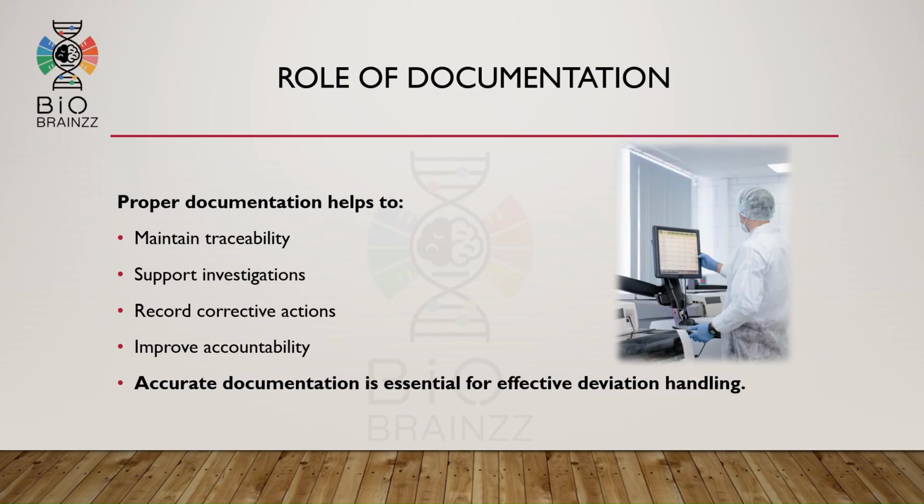Proper documentation plays a very important role in deviation handling and quality systems. Documentation helps maintain traceability, supports investigations, records corrective actions, and improves accountability. Accurate documentation is essential for effective deviation management and regulatory compliance.